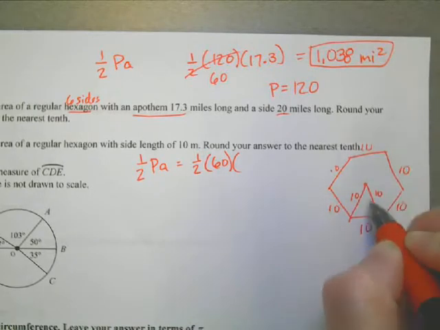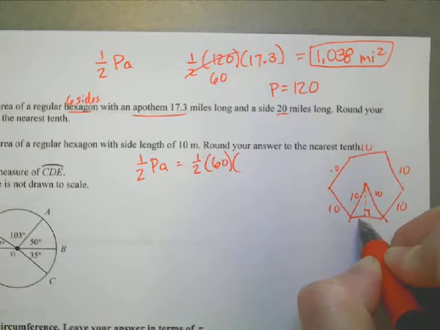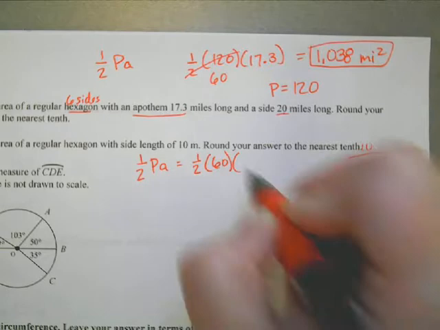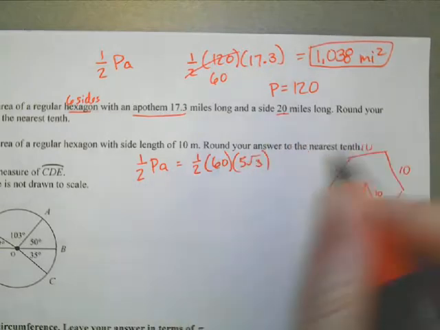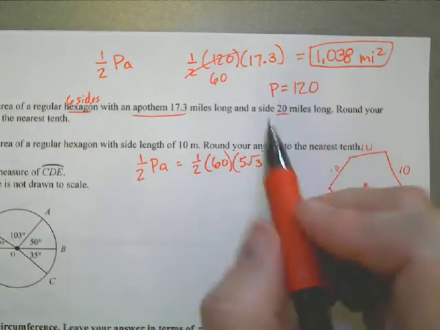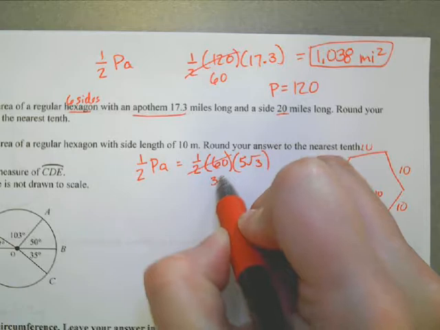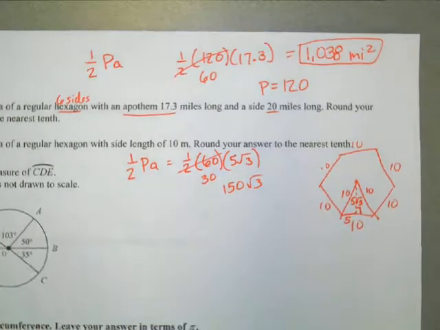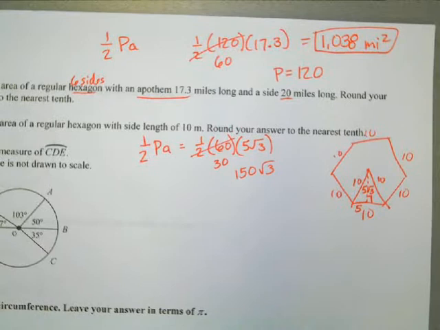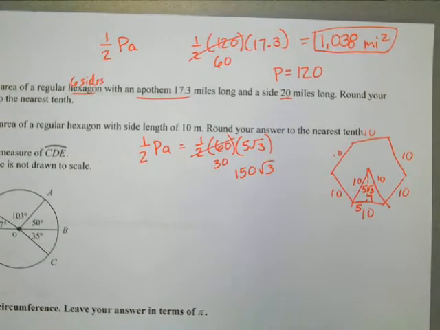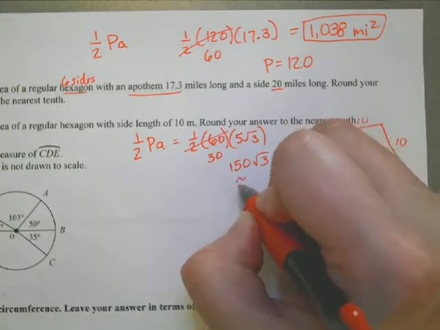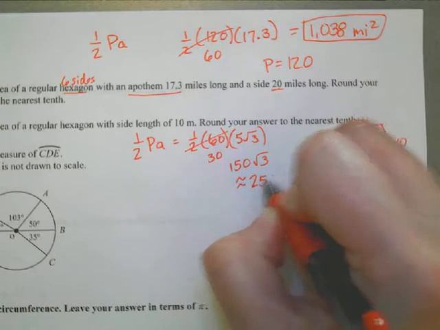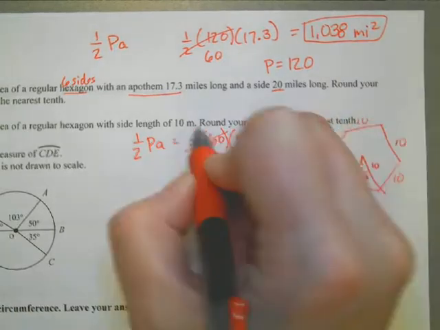Okay? So if this is 5, and this is a 30, 60, 90 triangle, then that apothem is 5 root 3. This one's your answer to the nearest tenth, so we're going to actually calculate it out. Half of 60 is 30. 30 times 5 is 150. So I have 150 root 3, but it wants me to calculate that out. So in my calculator, 150 root 3 gives me approximately 259.8, and this says meters squared. Checking. Correct. All right.